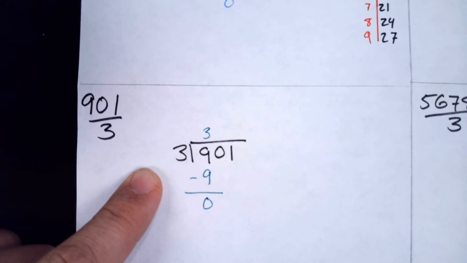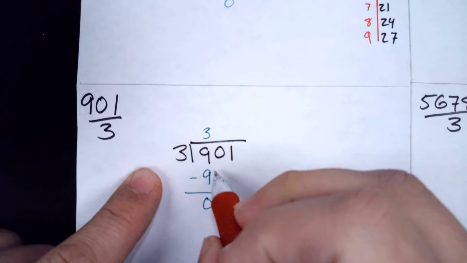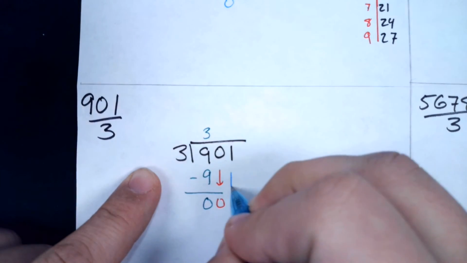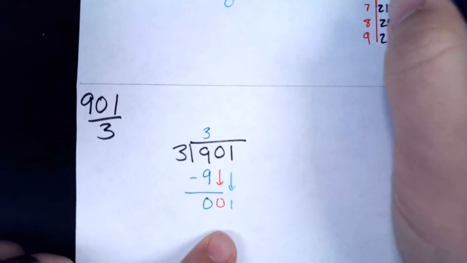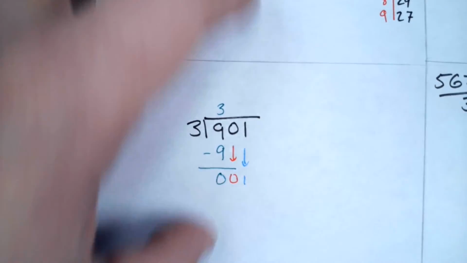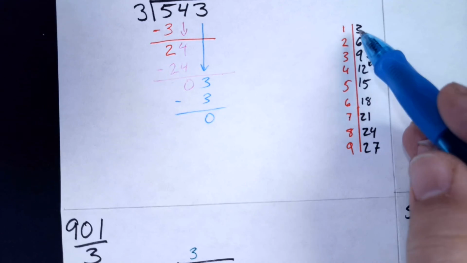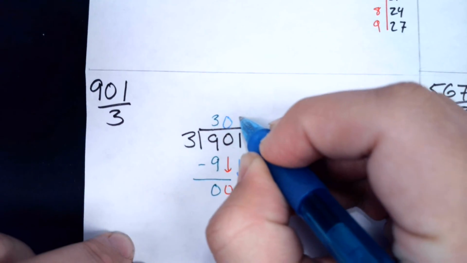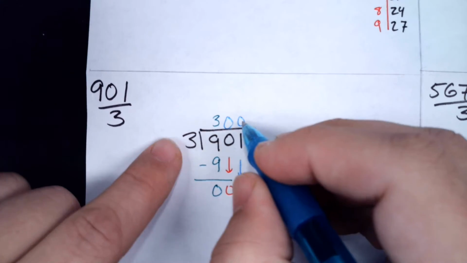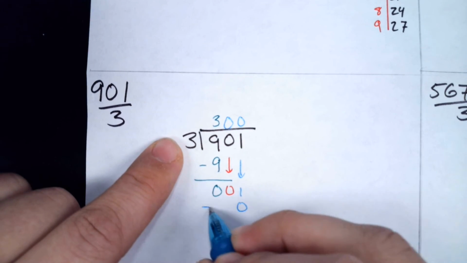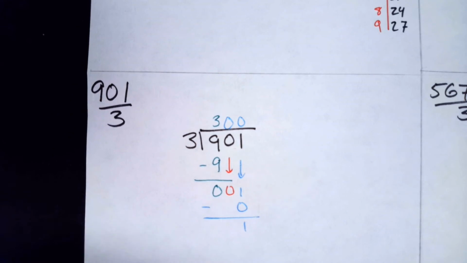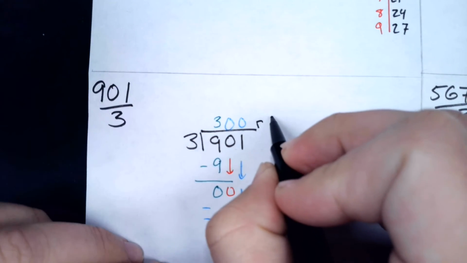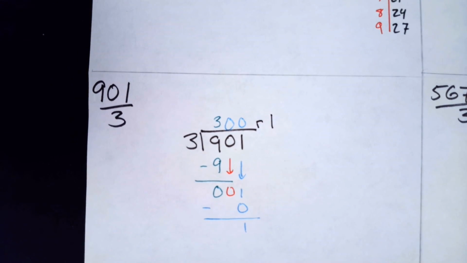If I bring down the 0, nothing happens. So then I'm going to bring down this 1. 3 goes into 1. It doesn't go in, according to this, it doesn't go in any times, right? Because I get to the 3, it goes in 0 times. So I was supposed to write a 0 there and a 0 there. 0 times 3 is 0. I subtract, and I've got 1 left over. There's a couple of things we can do with this. Sometimes you'll write it as 300 remainder 1.